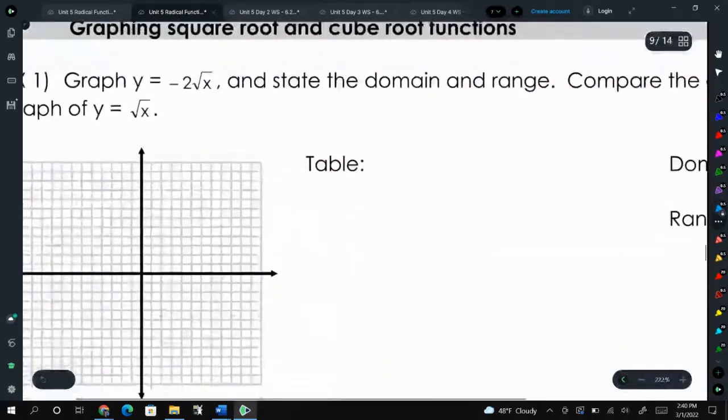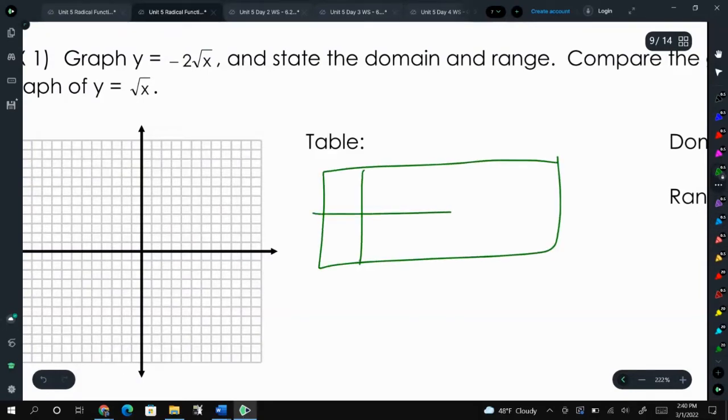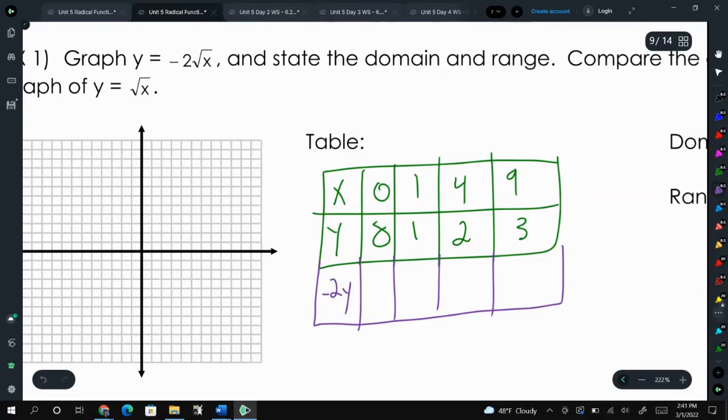So we're going to graph y equals negative 2 times the square root of x. We're going to start with the table that we just wrote down up above: 0, 0, 1, 1, 4, 2, and 9, 3. Now we're going to add a third row, and in this third row, we're going to label it negative 2y. The reason we're labeling it negative 2y is because our a value is negative 2. So whatever your a value is, that's what that third row is going to be.